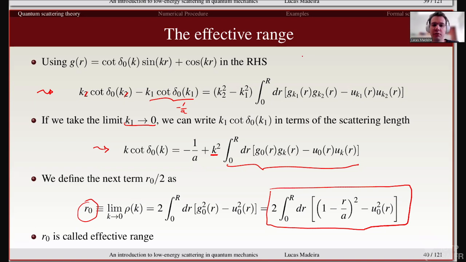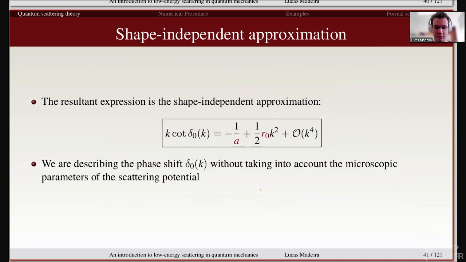I have to first solve the free particle problem, and then I get some solution, 1 minus r over a. And then I have to solve the problem that we want with the potential that we want, and that's going to give us another solution. Then based on the difference of the squares of those two, I get a number, which is the effective range, which is this next term in the expansion. So by looking at the solutions with and without the potential, I can get two quantities: the scattering length and the effective range. And both of them give me this behavior of those low energy phase shifts.